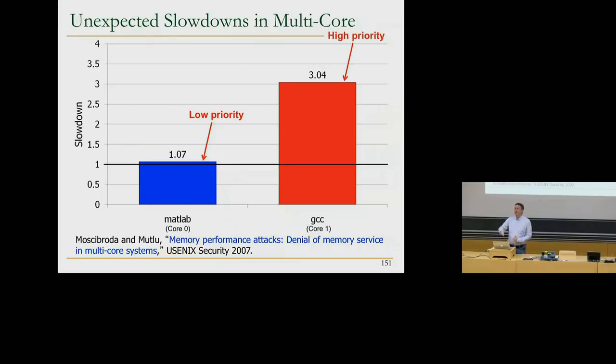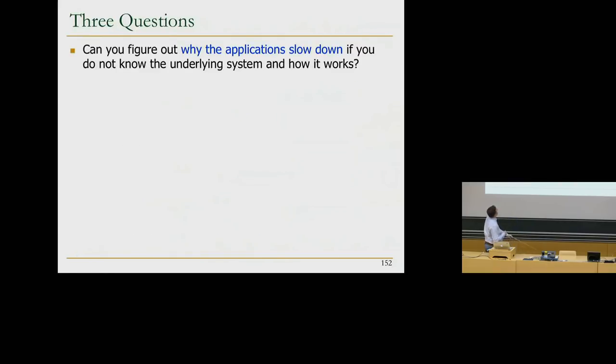That doesn't seem right. It looks like this is speed up, right? No, it's slowing down. They noticed this, and it's a paper by Professor Mutlu, and they say it's a memory performance attack. So what's happening?